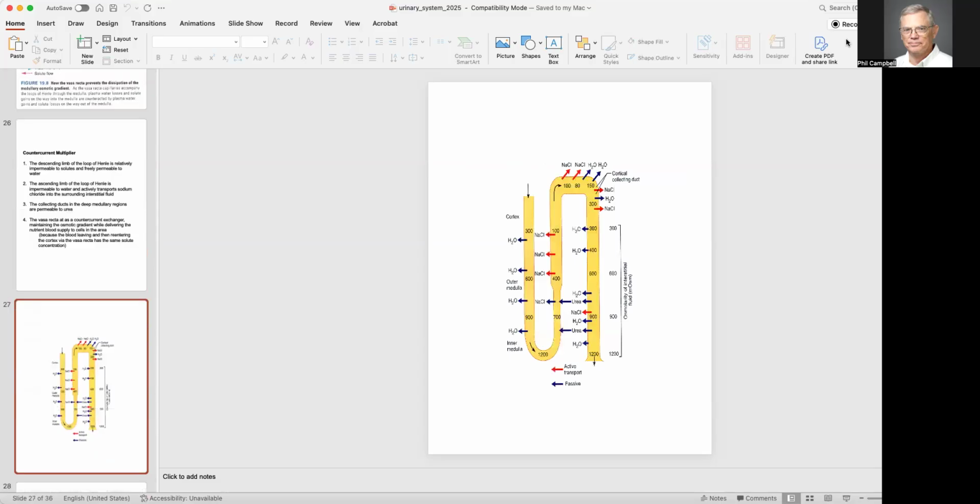So, this is just showing you again active transport and so forth, and it's bringing in the collecting duct. To this point, I've kind of ignored its functionality, but it also plays a critical role.